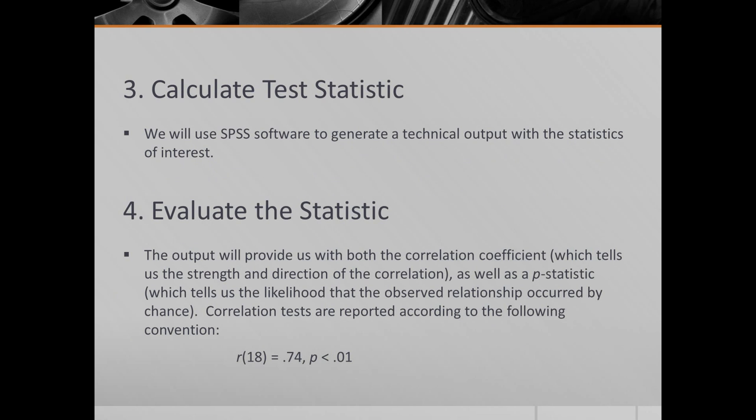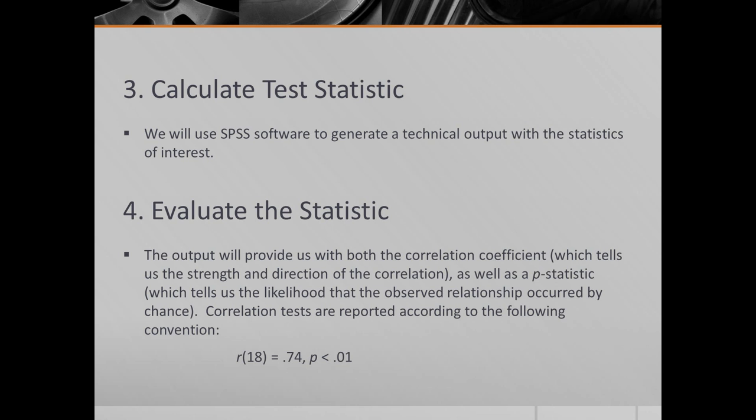Step 3 is to calculate the test statistic. We would use SPSS software to generate the technical output. That's going to give us the statistics of interest. And in step 4, we're going to evaluate that statistic. It's going to give us a correlation coefficient, and that gives us the strength and direction. For strength, the closer to an absolute value of 1, the greater the strength. And the direction of the correlation is whether it's positive or negative. So it'll either have a positive or negative coefficient.